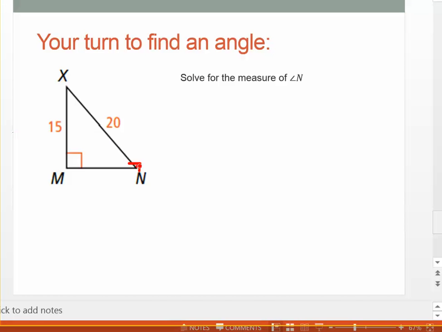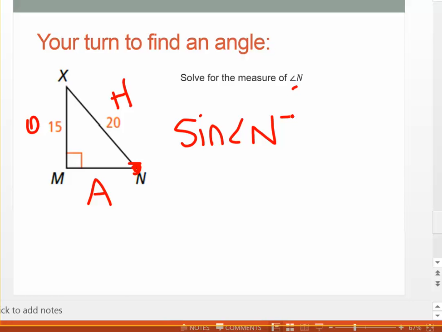You are going to identify your reference angle. It's angle N because that's the one we're solving for. The hypotenuse first, the opposite, and the adjacent. We don't need the adjacent, so we're going to figure out which trig ratio uses opposite and hypotenuse. That one turns out to be sine. So we're going to write the sine of angle N equals opposite, which is 15, over 20.